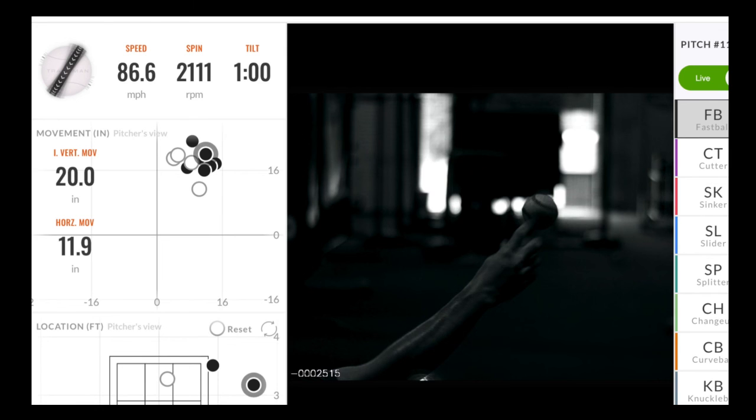Just another example of how we use the constraints-led approach to elicit movement changes in our athletes to manage arm pain and also to improve performance.